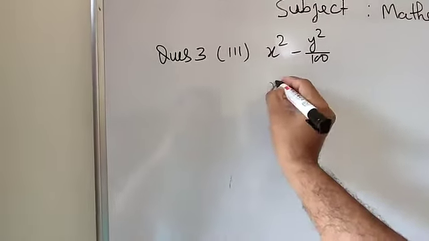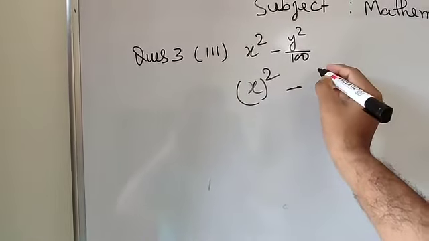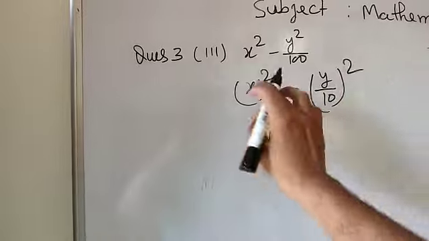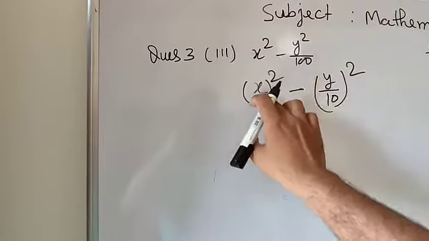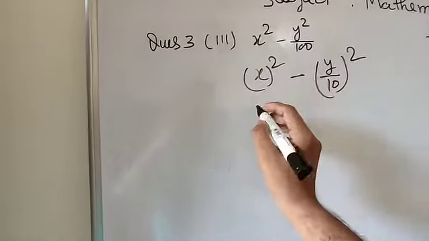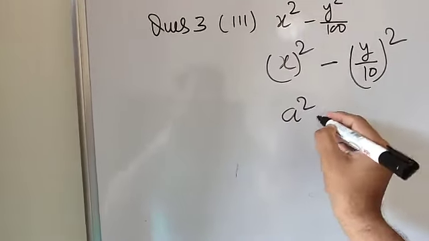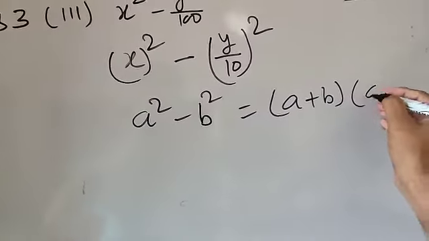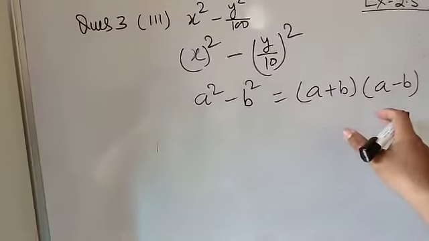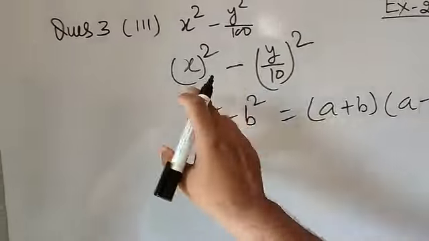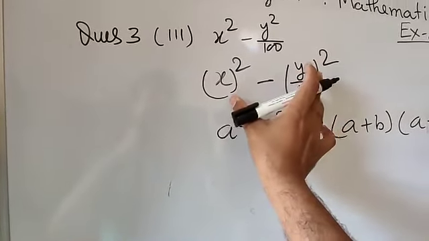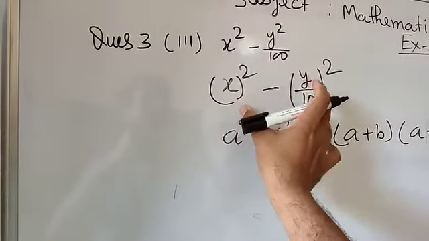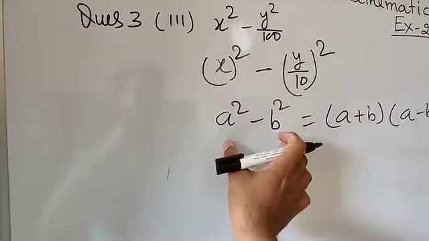So x square minus y square upon 100 can be written as the square of x minus the square of y upon 10. Now one identity: a square minus b square is equal to (a plus b)(a minus b). All of you are familiar with this identity, so I will use it. The reason is that both terms in the given expression are squares of certain values, and there is a negative sign, so this identity will be used.